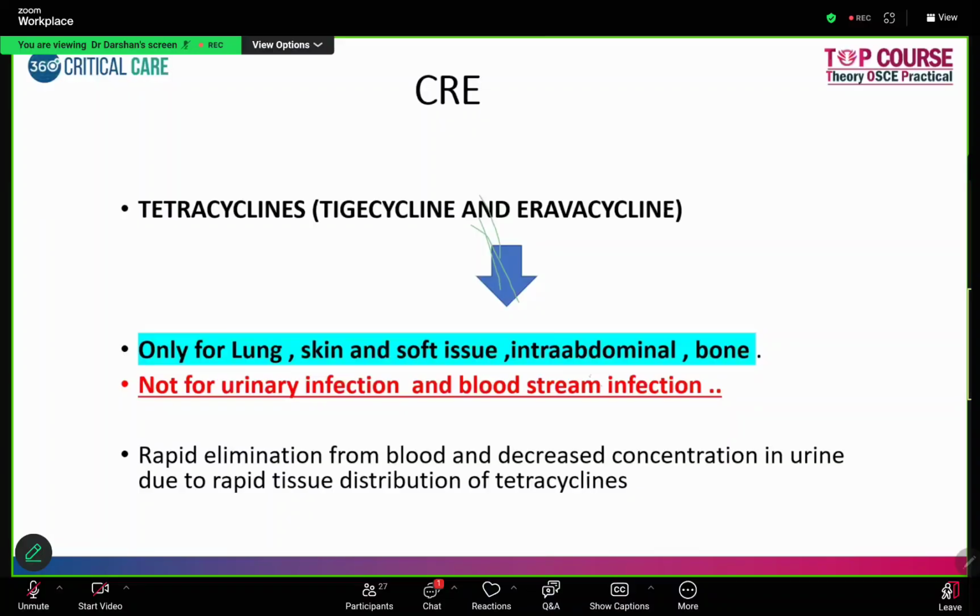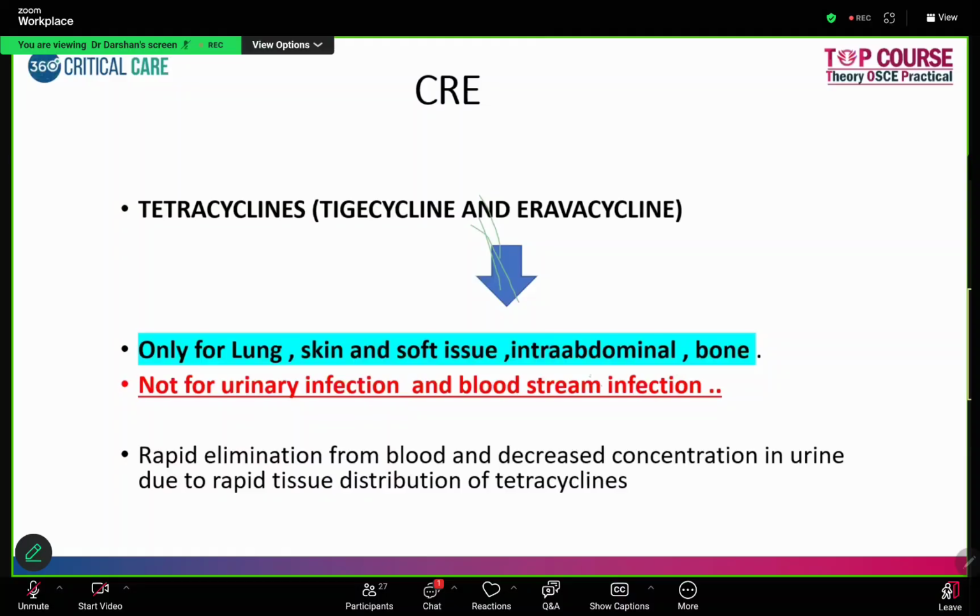So I told you about cefiderocol. What do we do about other newer drugs? We have tetracyclines like tigecycline and eravacycline. Can we use these drugs for any site of sepsis? No. As per IDSA, the role of tetracyclines like tigecycline and eravacycline is only for lung, skin and soft tissue, intra-abdominal, and bone infections. Usually, eravacycline or tigecycline is ineffective for urinary infections and bloodstream infections.